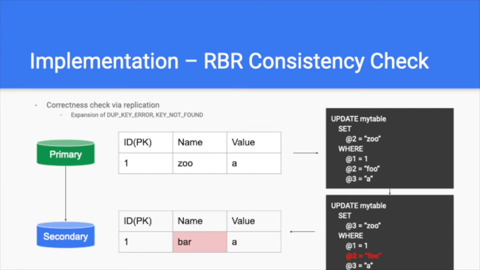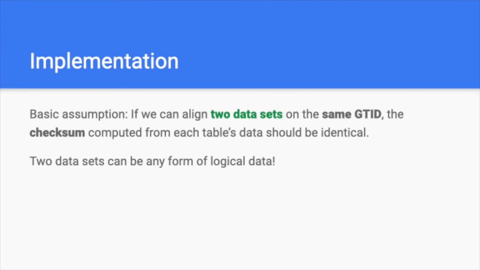So now that we've covered all the building pieces for consistency check, we'll explain how we apply this consistency check at scale with large deployments. Quick recap on the basic assumptions: now we have the capability of aligning GTIDs, and the checksums computed from those two different data sets should look identical. So if we're creative about how we define those two data sets, the same mechanism can be used in a lot of different places to guarantee consistency.